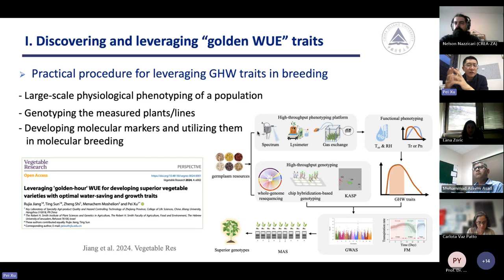So based on the aforementioned studies, we propose a practical procedure for leveraging golden hour WE traits in breeding. Basically, it comprises three steps. The first step, we're going to do large-scale physiological phenotyping of a population. Second, we're going to genotype the measured plants and the lines. And then, by combining the genotype and phenotype data, we can develop molecular markers and utilize them in molecular breeding.